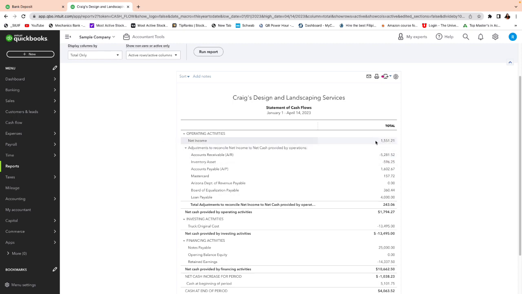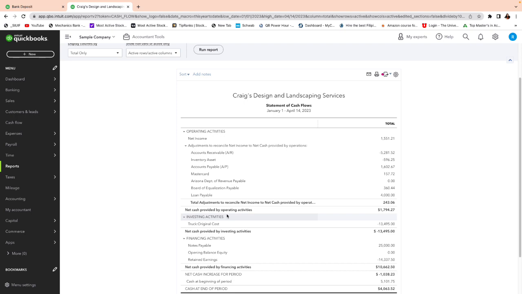The first line here talks about the net income. This information is coming from your profit and loss, so that's income minus expense. That's your net income. And then here we have other lines, other things like credit card, or sales tax payable, loan payable, and things like that.